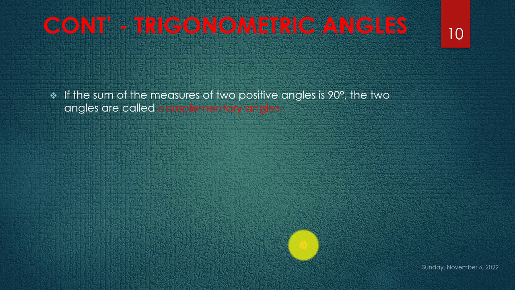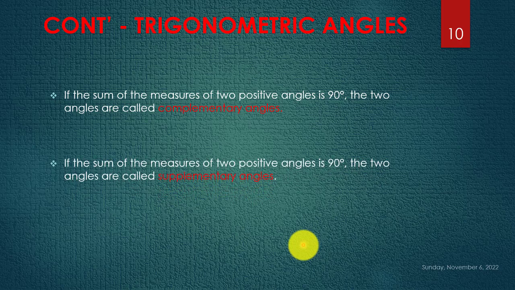Right. So if the sum of the measures of two positive angles is 90 degrees, then the two angles are called complementary angles. So take note, we are saying that if the sum of the measures of two positive angles is 90 degrees, then the two angles are called complementary angles.